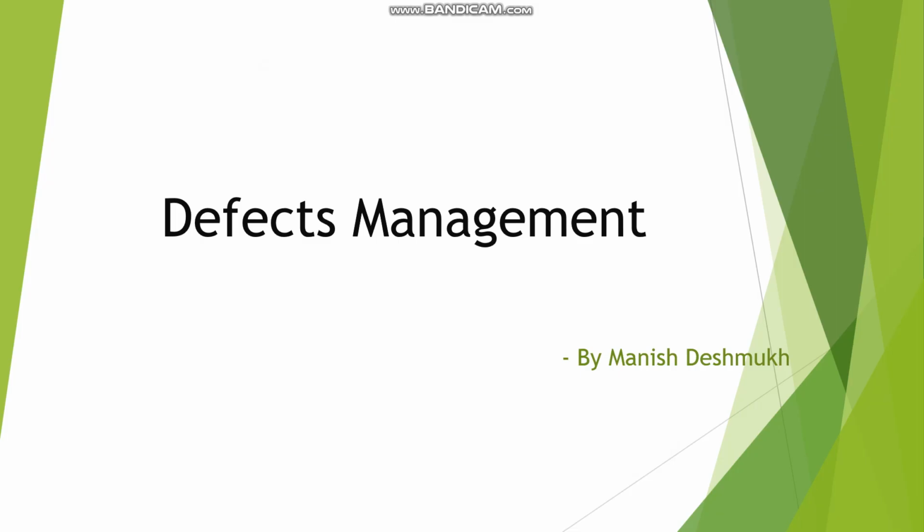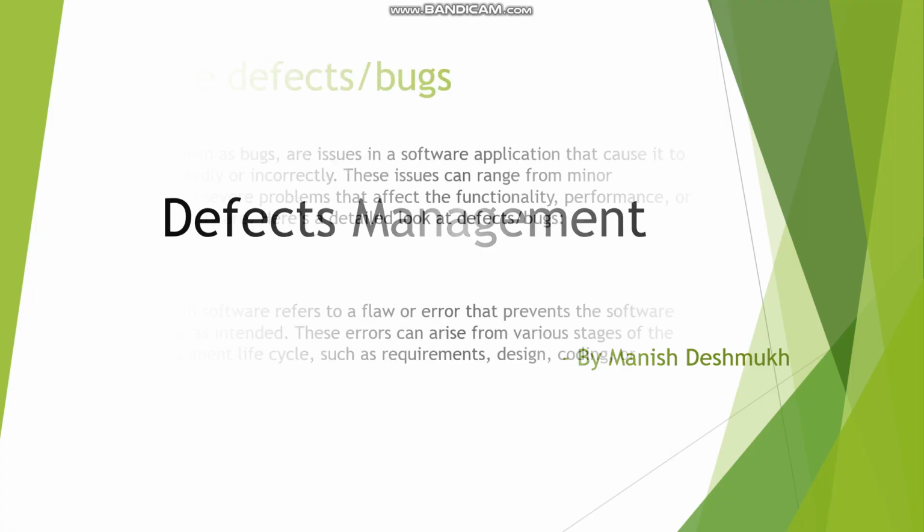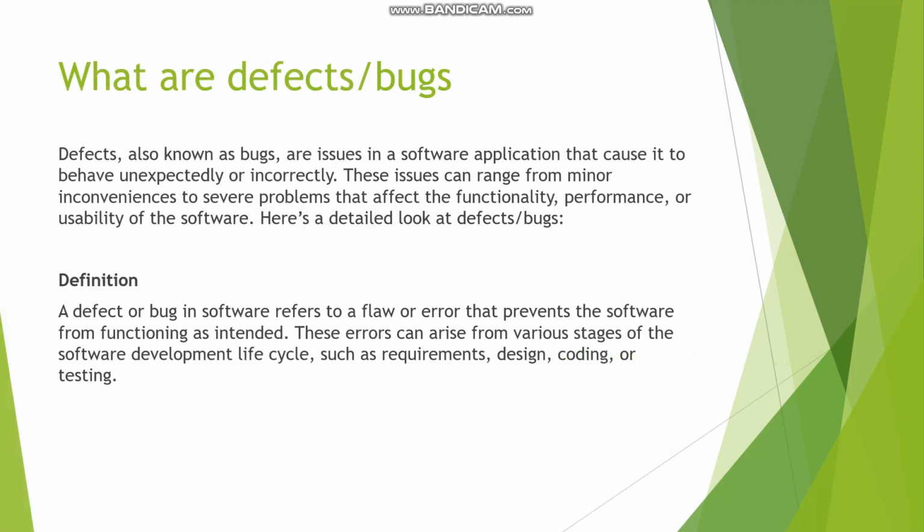Today we are going to learn about defects management in the software testing lifecycle. What are defects or bugs? As we have seen earlier also, defects are also known as bugs and are issues in a software application that cause it to behave unexpectedly or incorrectly. These issues can range from minor inconveniences to severe problems that affect the functionality, performance, or usability of the software.